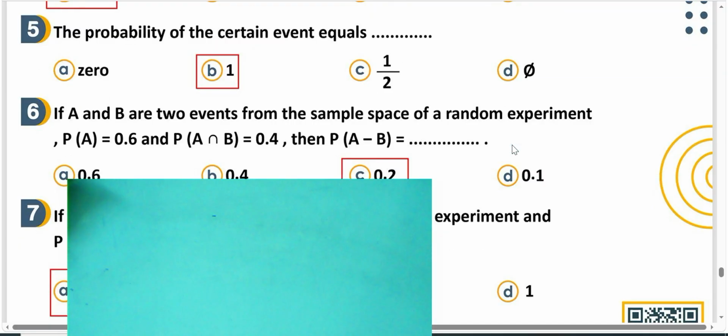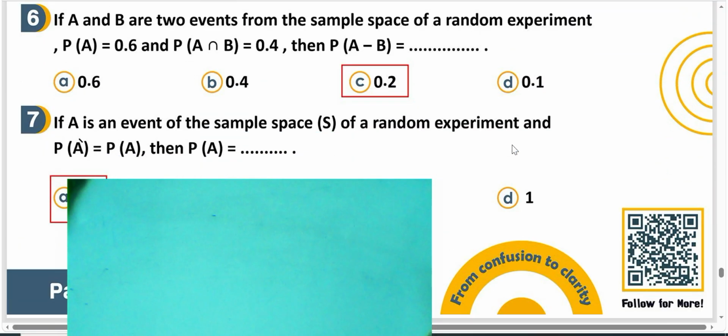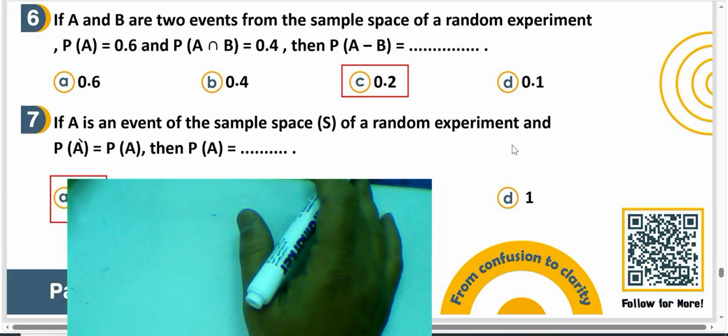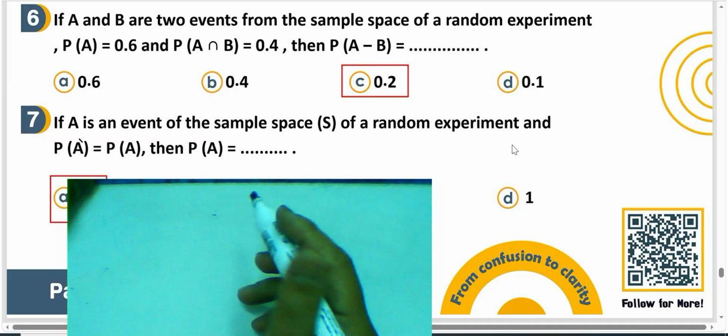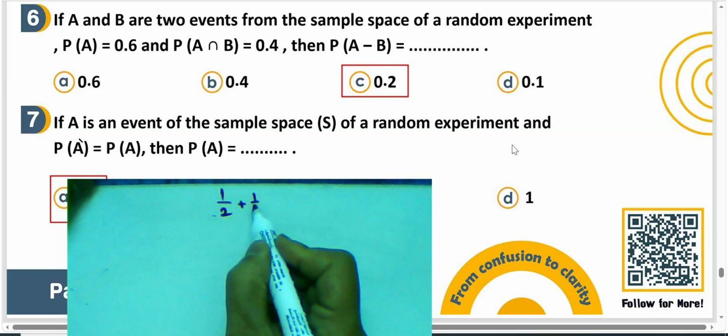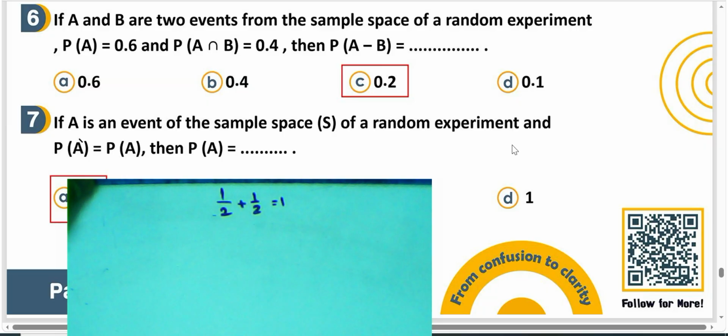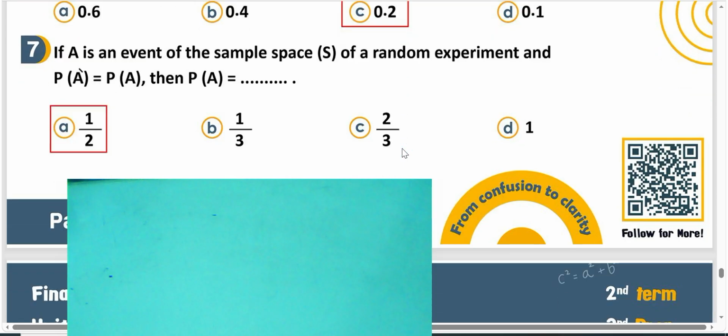Next question down here. If A is an event of the sample space in a random experiment and probability of A complement is equivalent to probability of A, they are equivalent, then each one of them equals half, half plus half equals 1. Then the probability of A equals half. The summation between them together equals 1, then each one of them equals half.